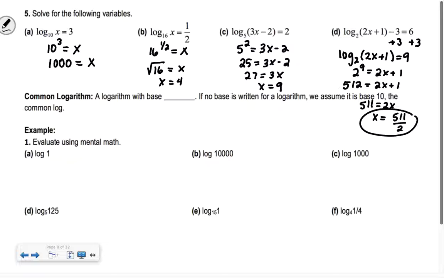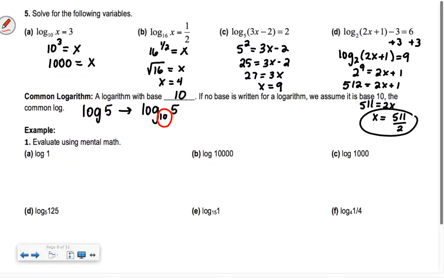Not a big deal. All right, so a common logarithm. So this is the button that's on your calculator that says log. Okay, so the calculator can't have all the different logs on it. It can't say log base 1, log base 2, log base 3, log base 4, log base 5. So there has to be some kind of common one. Okay, the common logarithm is going to be base 10. So if no base is written for a logarithm, we assume it's base 10. So if you see log of 5, this means that it's really log base 10 of 5. Okay, so there's an invisible base there.